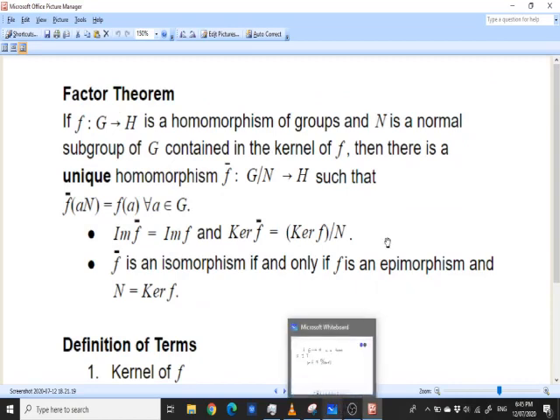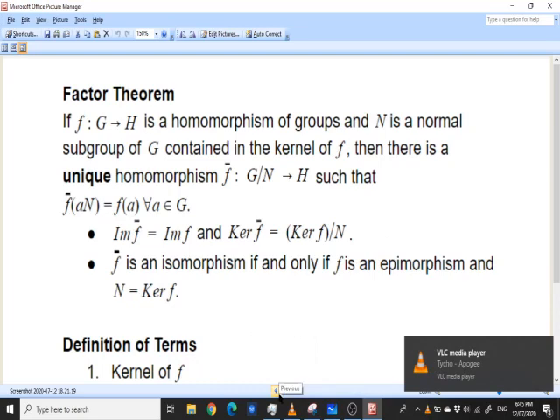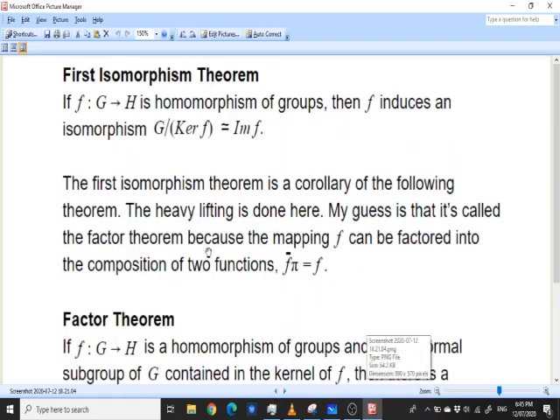The factor theorem, this is just a guess, but I think I'm right. Maybe I'm right, maybe I'm wrong. I think it's called the factor theorem because you factor the function f into a composition of two functions, f bar and pi. Pi here is the canonical map, that is, an element a of G is mapped to its coset, basically.